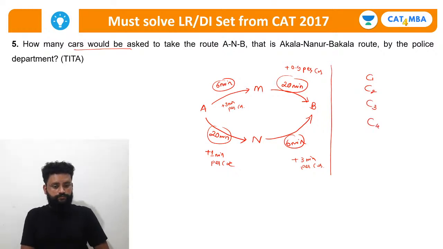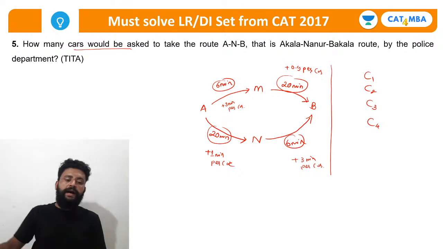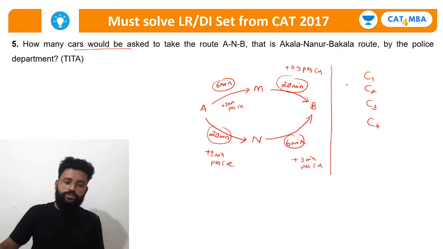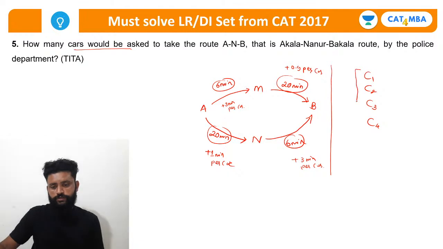C2, C3, it's the easiest question you will find in the CAT paper. So listen, and from 2017 this is the simplest one you can say. Look at it. Could it be that they told these three cars to take the AMB route and told this car to take the AN route? How would this have happened?